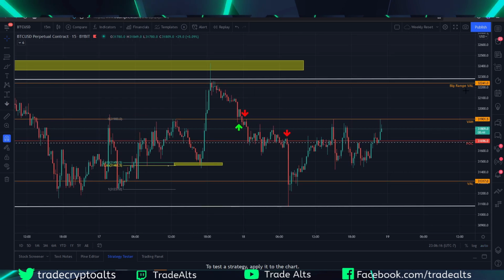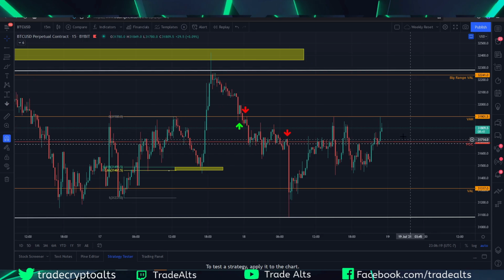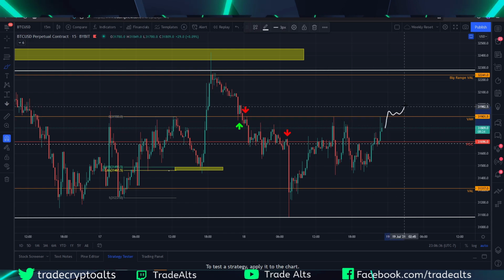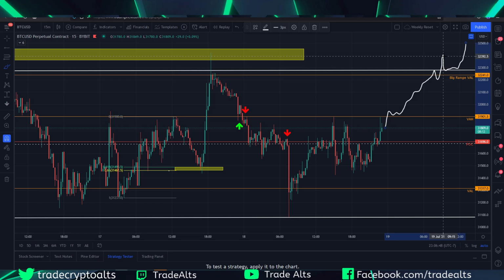So again, if we push above here, we start reclaiming. You see up here we didn't: we had a wick through, closed below, rejected, and price fell. I want to see price reclaim here and start marching up. But ultimately, I want to see a breakthrough. I want to see confirmation that if we do break above this, we hold this level and then we start pushing higher.